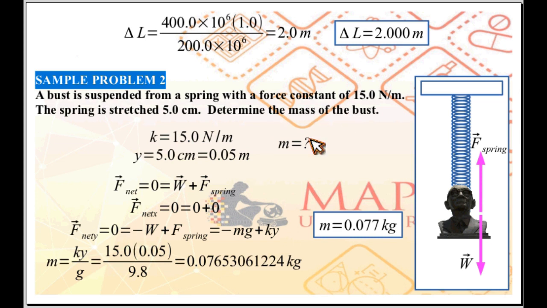We are looking for the mass m of the bust. So isolating m, m is equal to ky over g. We know k, we know y, and we know g, 9.8 meters per second squared. Complete. We are able to calculate the mass of the bust to be 0.077 kilograms.